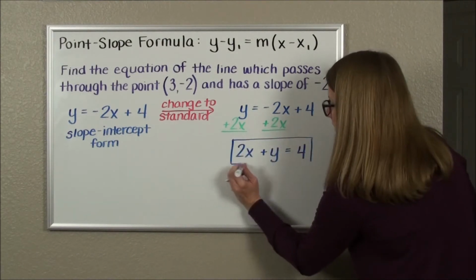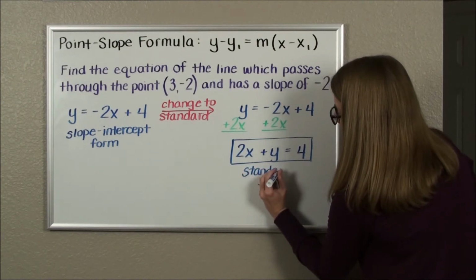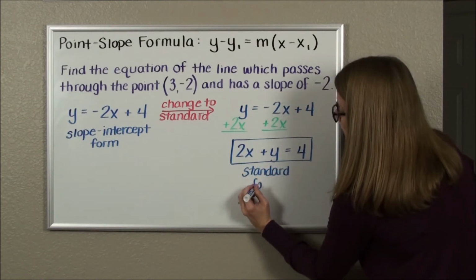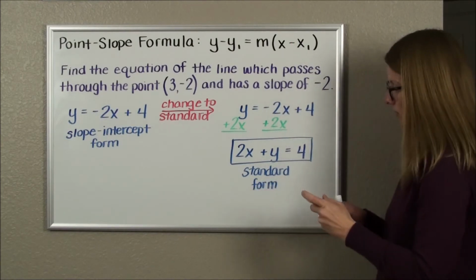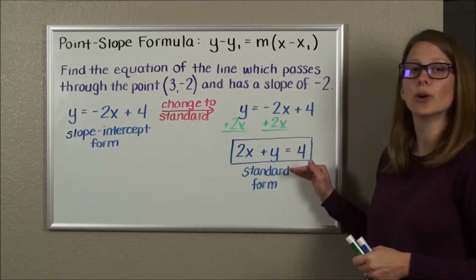Here is the standard form of the equation, which passes through the point (3, -2) and has a slope of -2. So again, we have 2 different ways that we could write this equation.